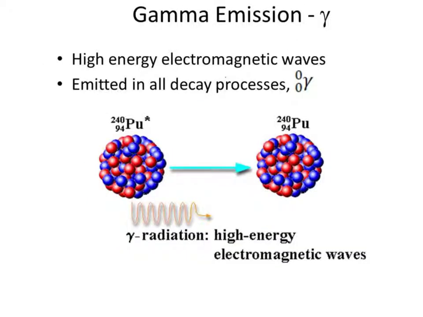Now let's finally talk about gamma emissions. Gamma emissions are just high energy electromagnetic waves, and they're emitted in all decay processes. They're all energy, and so this is always going to be a byproduct of any decay process. Its symbol is 0, 0, gamma. People think of this as the upside down fish. The reason why it's 0, 0, gamma is because it doesn't affect the number of neutrons, nor does it affect the number of protons, and it doesn't inject anything except for just energy. And so it really doesn't affect your product.